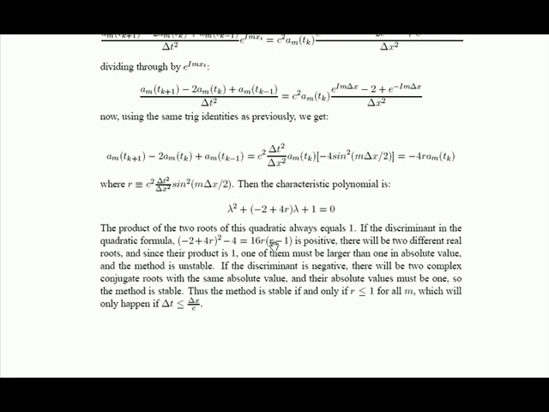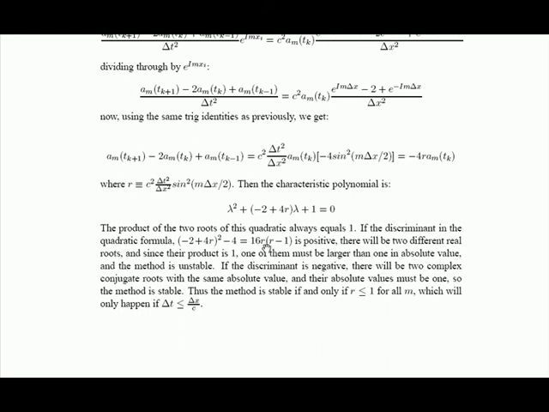If the discriminant is negative, then you have two complex roots. They're complex conjugates. Their product is also 1. That means they both have the same absolute value because they're conjugates, and that absolute value must be 1. So both roots have absolute value equal to 1, and it's stable. So it's going to be stable if, for all m, the discriminant is negative.